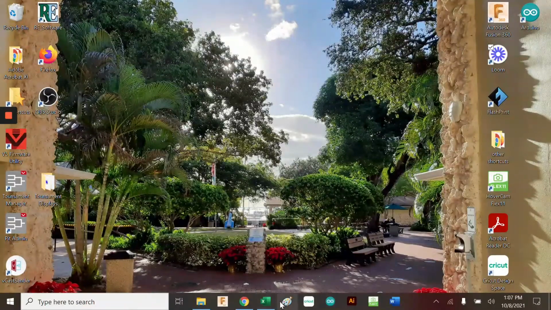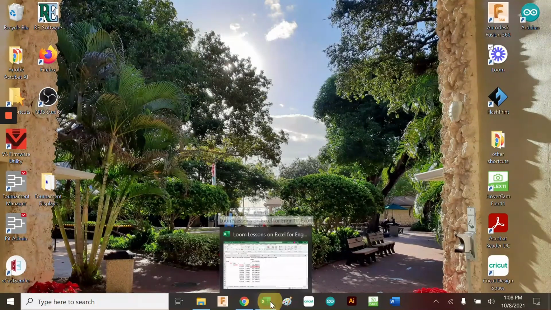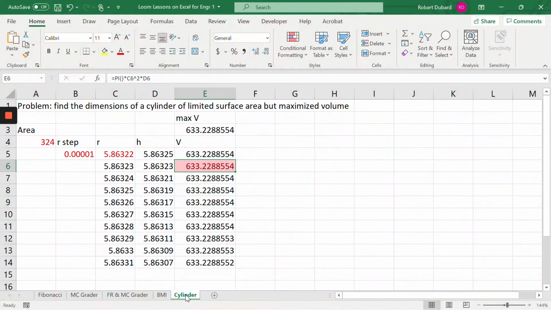Okay, so we're back into our Excel lessons. The last thing we looked at was we explored the mathematics that would govern an open-top cylinder's volume if its surface area were restricted to 324 units. And we set everything up and used some conditional formatting and dug down into the math to discover that if the radius was 5.86 and the height was 5.86, it would give you this area and it would be the maximum volume possible for that shape.